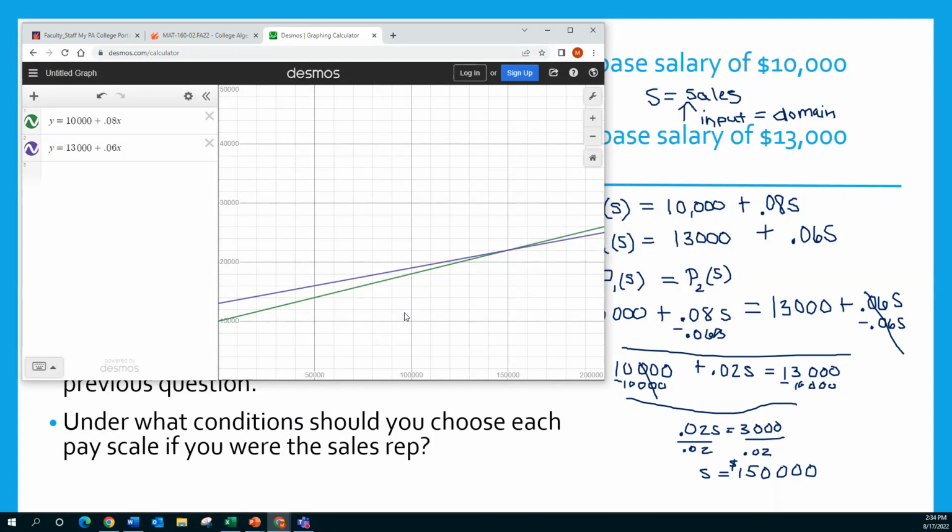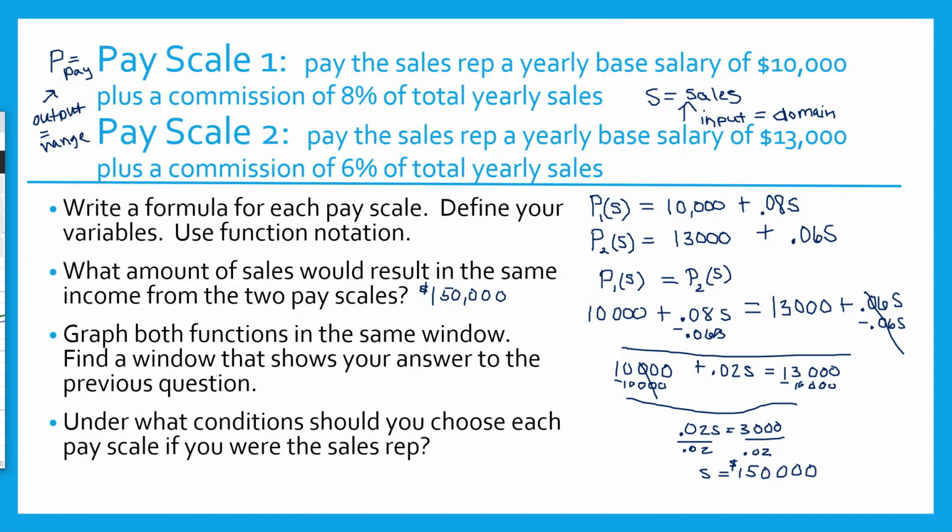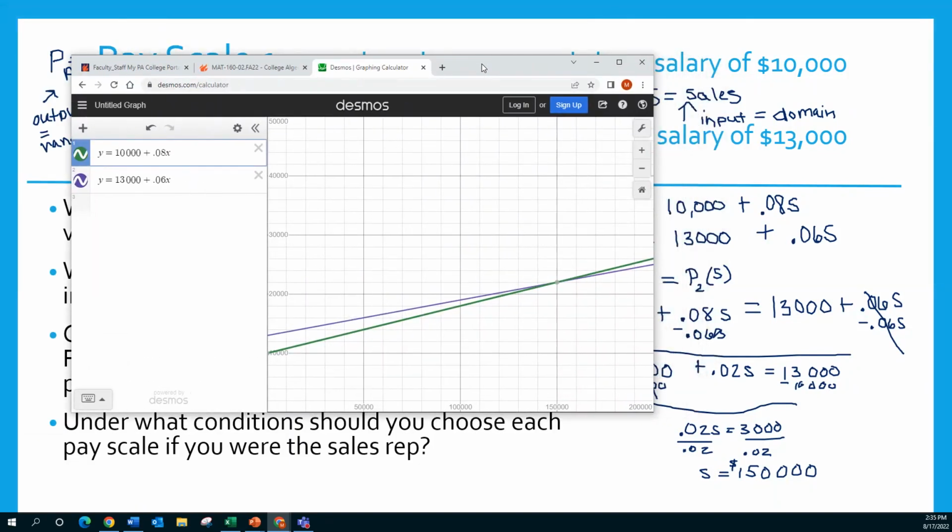You should have two lines, and they should cross somewhere on your screen. Now, the answer or solution is where those two lines meet. If I click on it here on my screen, I can see that 150,000, that was the answer, the sales when they're equal, and you can see that that would be a salary of 22,000 for either job. We could find that point on our calculator, but that's not the purpose of this problem. Our question was to graph both and find a window that shows your answer, and we really did that. We had our window from 0 to 200,000 in the X direction and 0 to 50,000 in the Y direction, and that was a window. It showed our answer of where the two are equal. And so that question is complete.